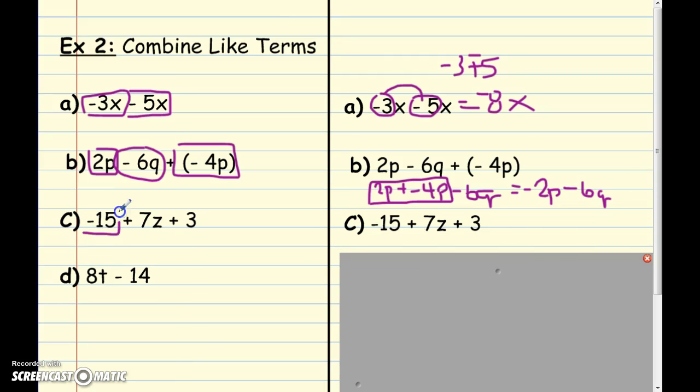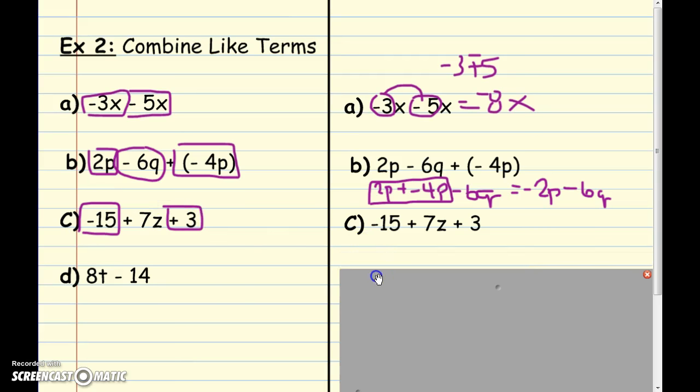Example C, we have -15. I'm going to look down the line for any other plain numbers, and there's a 3. Again, we can use the commutative property to reinforce that these are like terms, and I'm going to put them together. And that 7z is the only part in this problem with the letter z, so that's over here by itself. I'm going to simplify -15 plus 3. It's going to be -12. And then we have plus 7z.